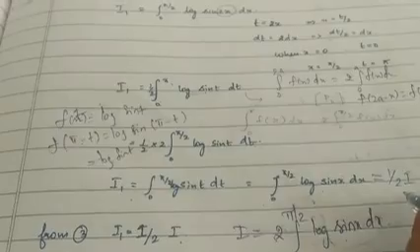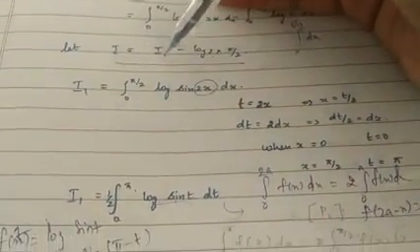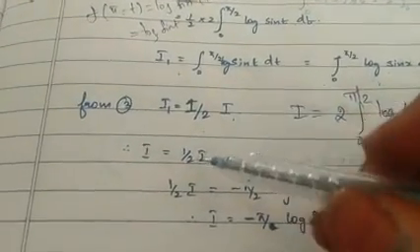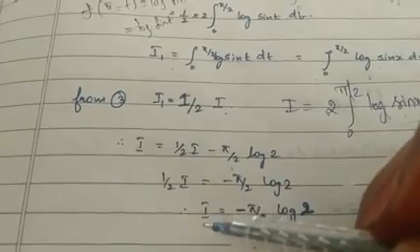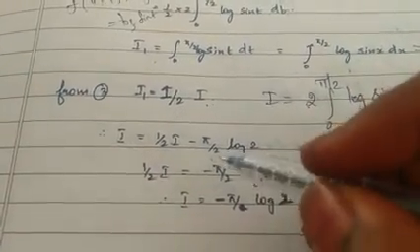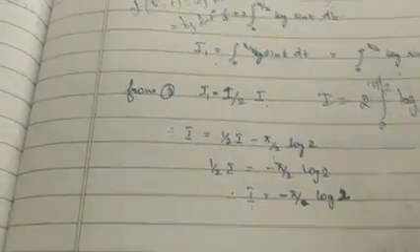Therefore, in the place of I1, substitute 1 by 2i. Therefore, I equal to 1 by 2i minus pi by 2 log 2. That's what I have written here. Bring this 1 by 2i to this side. Therefore, I minus 1 by 2i is nothing but 1 by 2i, minus pi by 2 log 2. 2 will get cancelled on both sides. Therefore, the integral value is nothing but minus pi log 2.